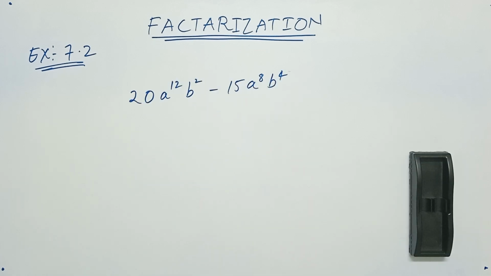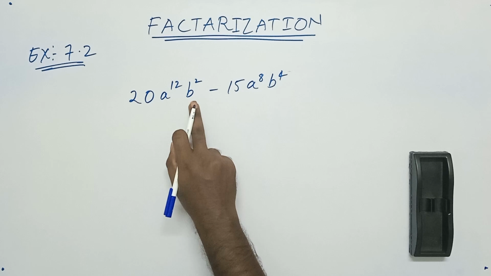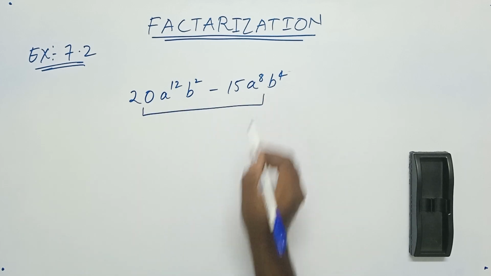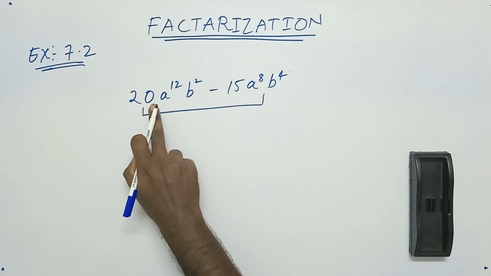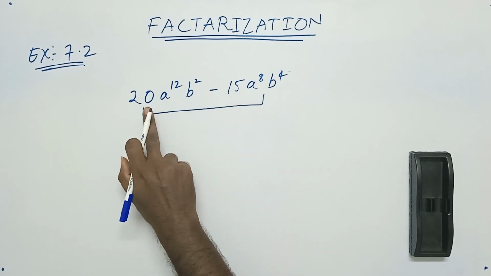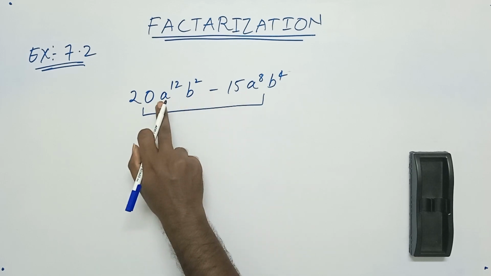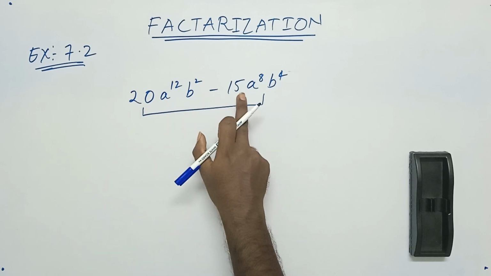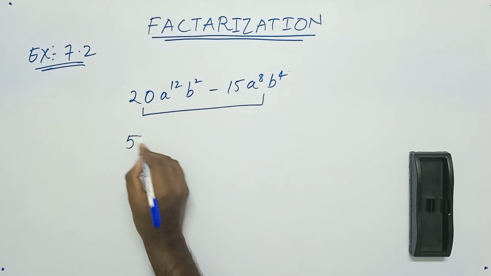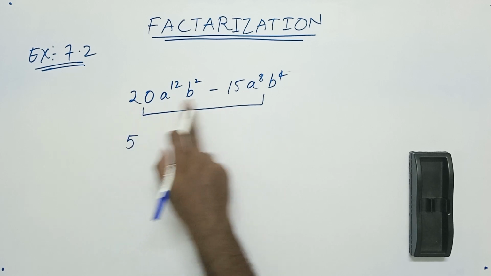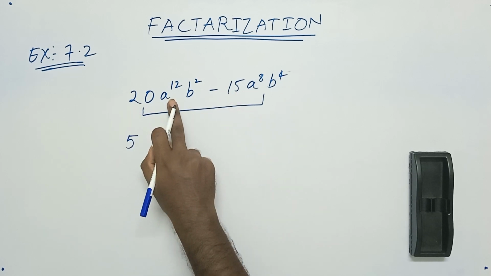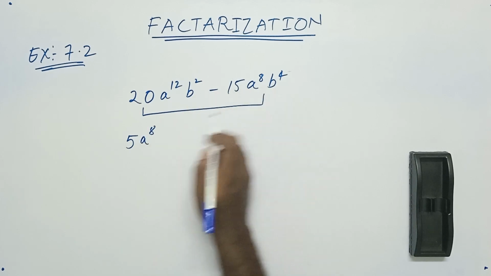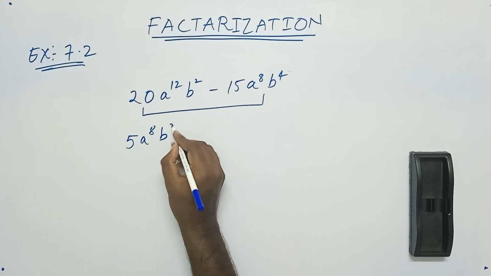Our next problem is 20 a power 12 b square minus 15 a power 8 b power 4. Now we are going to find the factors of this expression. This is one term, this is another term. We take common from these two terms, their HCF. What is the HCF of 20 and 15? 5 is the HCF, right? Now a power 12 and a power 8, what is the HCF? a power 8 is the HCF. b square and b power 4, what is the HCF? b square is the HCF.